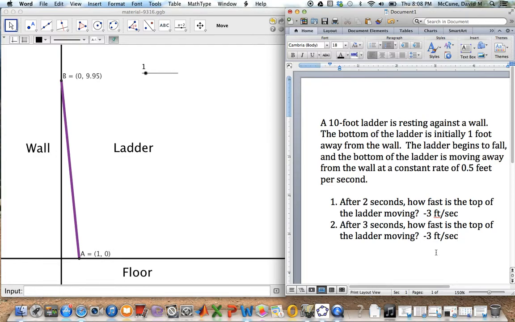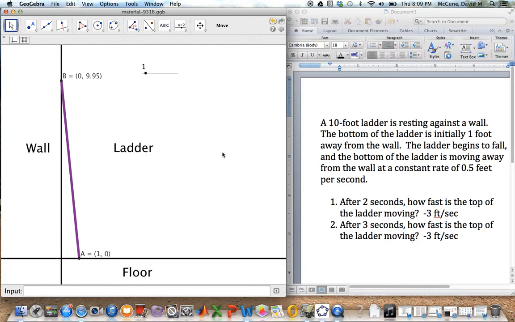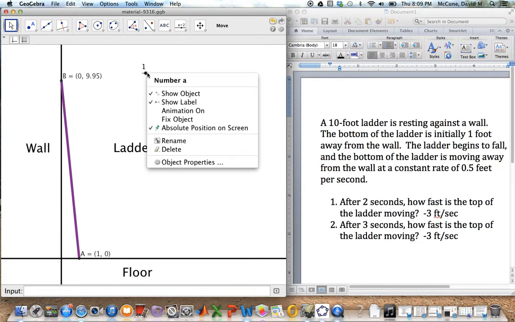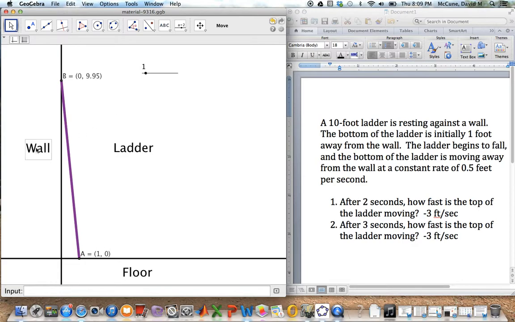Okay, but that's a question, right? Can we just write -3 and move on? So here's where GeoGebra comes in. This window over here is GeoGebra. What I do is I show them a little animation of this situation. So here's the wall. Here's the ladder, the purple, and it's 1 foot away from the wall.